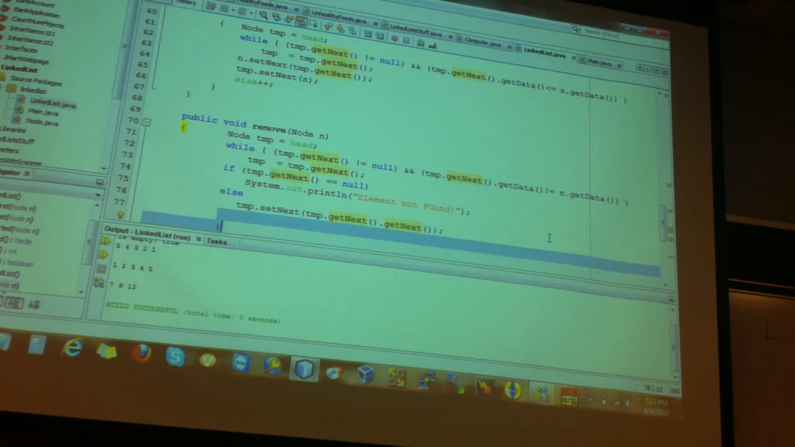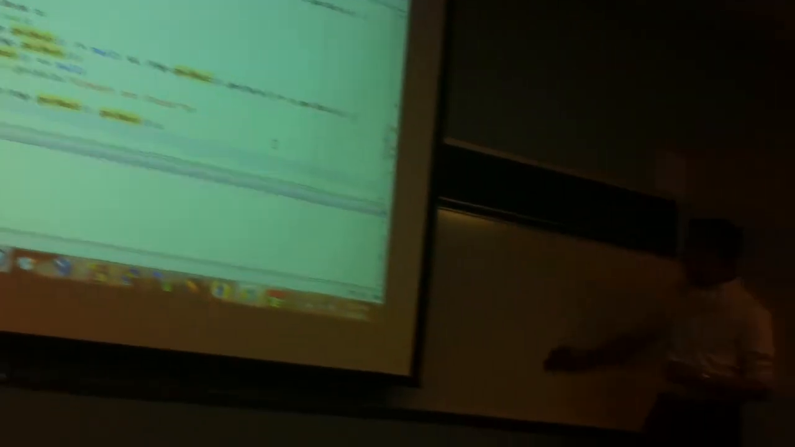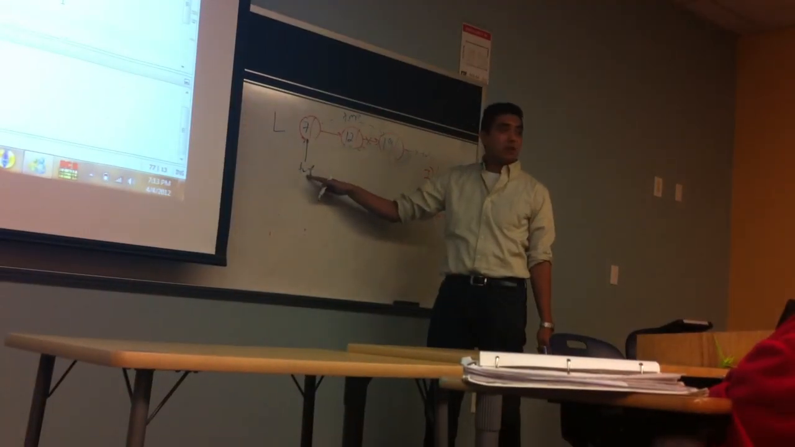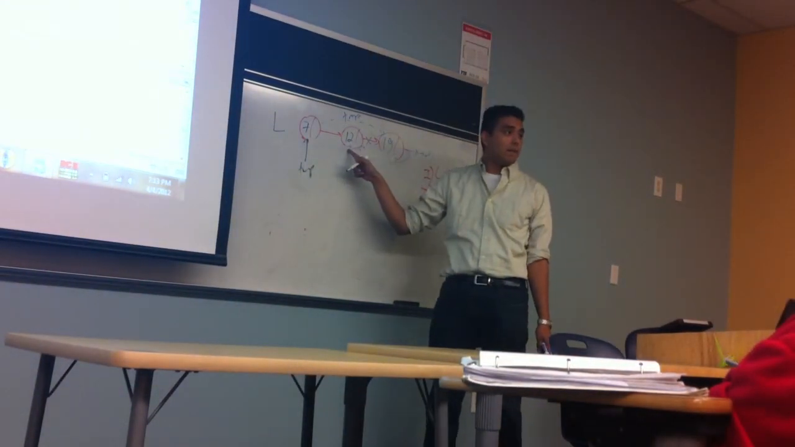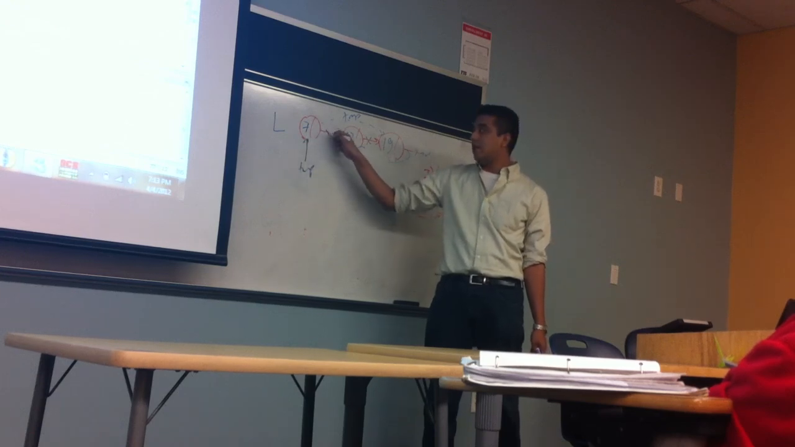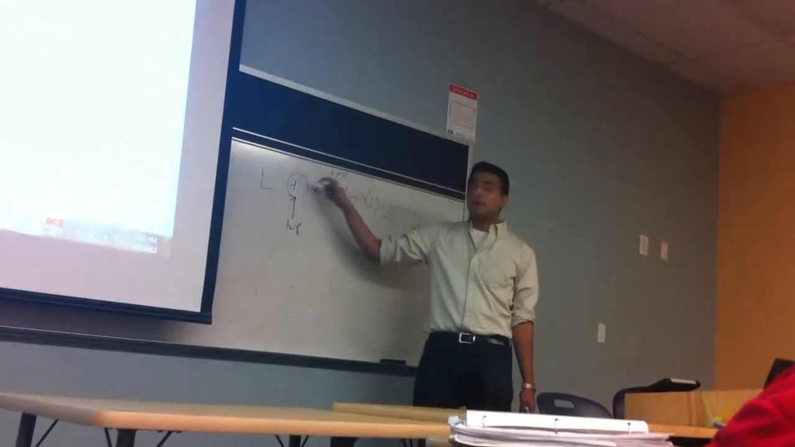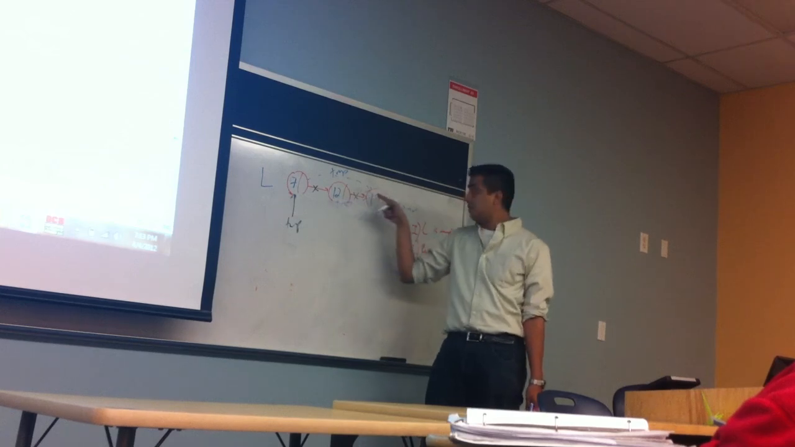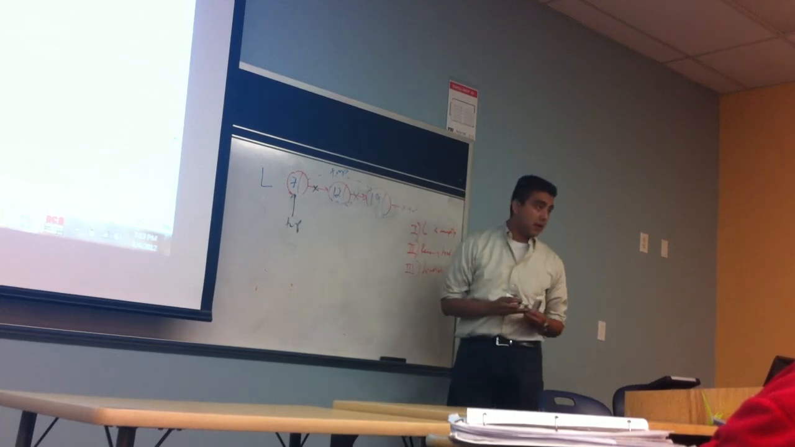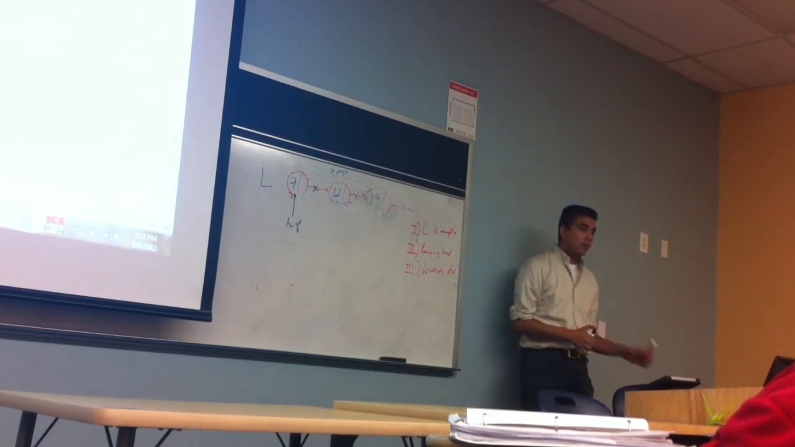I'll show you what I mean now. So pretty much I'm saying, say the one I want to delete is 12. So I'm here on temp, and I will stop right here because my next is what I want to delete. So I'm saying temp.setNext, temp.getNext.getNext. Got it? But what if you wanted to delete number 7?